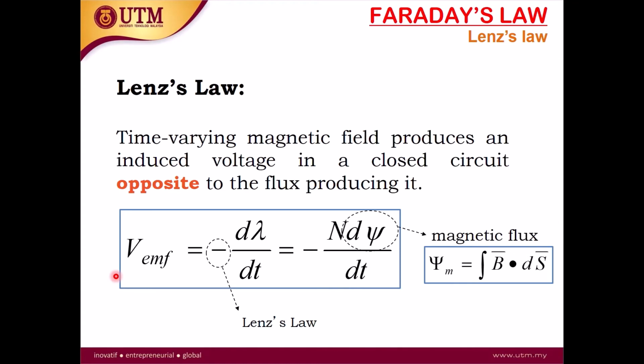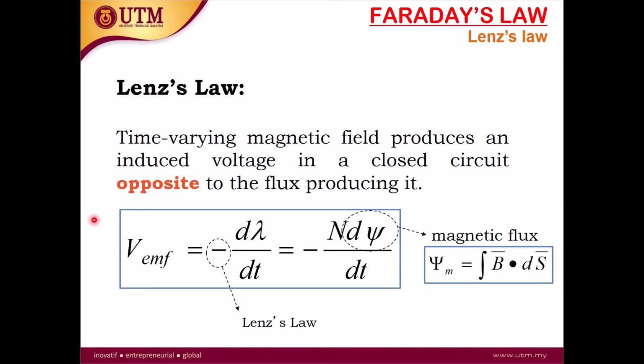Let's say in the region there is a magnetic field. When the magnetic field produces the VEMF, the VEMF will also produce the induced current, and the induced current will always oppose the flux producing it. It will try to maintain the original state. It's just like inertia. When you are moving and suddenly you stop, your body still wants to move. And vice versa. It tries to maintain the original state. This is what Lenz's law is all about.